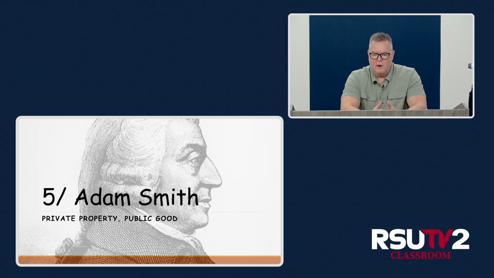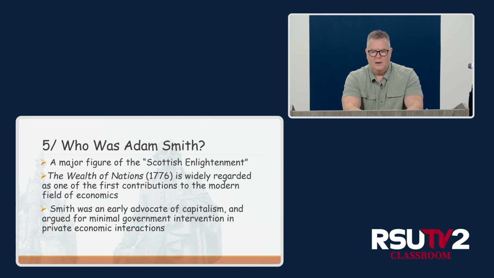So Adam Smith has this argument, and he writes this again in The Wealth of Nations. Private property, public good. I've mentioned Adam Smith was a philosopher and an economist. He's one of the founding members of the classical school of economics. The Wealth of Nations is widely regarded as one of the signal contributions to the modern field of economics. Smith was an early advocate of capitalism and argued again for minimal government intervention in private economic interactions.